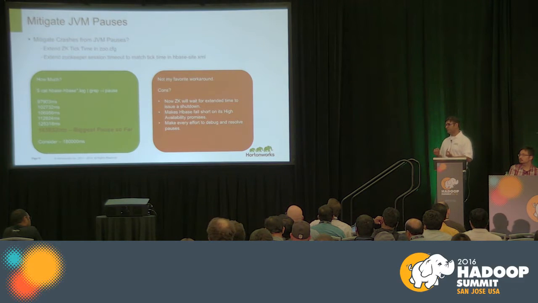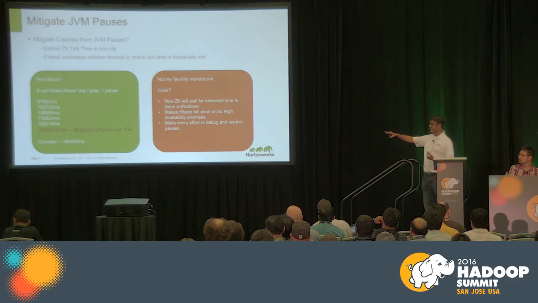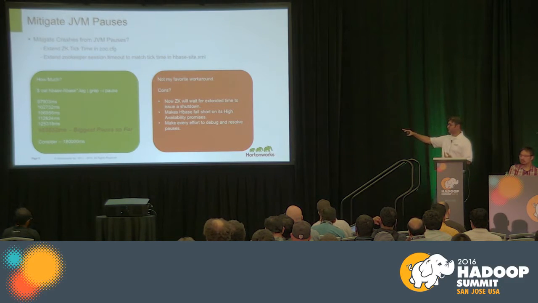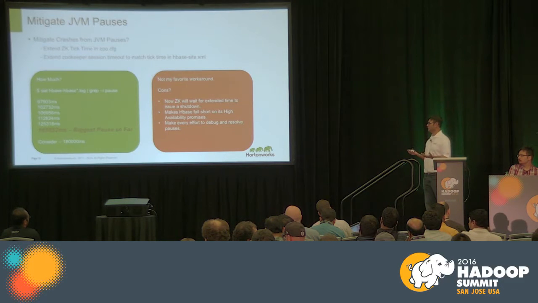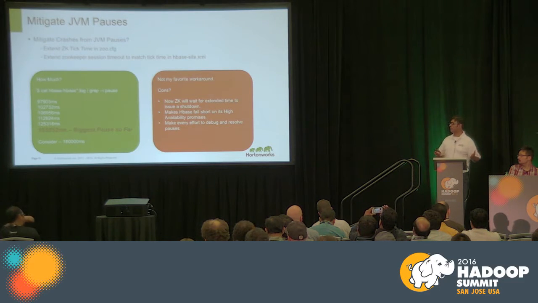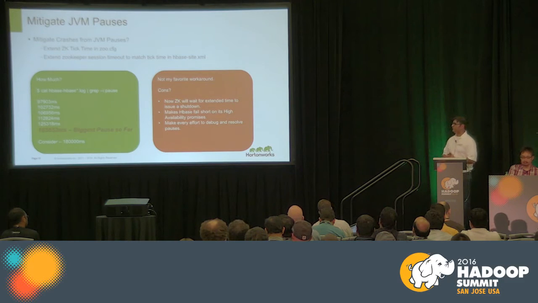I mean, there could be a situation where the pause could be even bigger than the biggest one that you found. But in this case, let's say 165K is the biggest pause you're seeing in region server logs, and consider going up to 180K just to mitigate any pauses that are lower than that value. Again, this is not my favorite workaround.